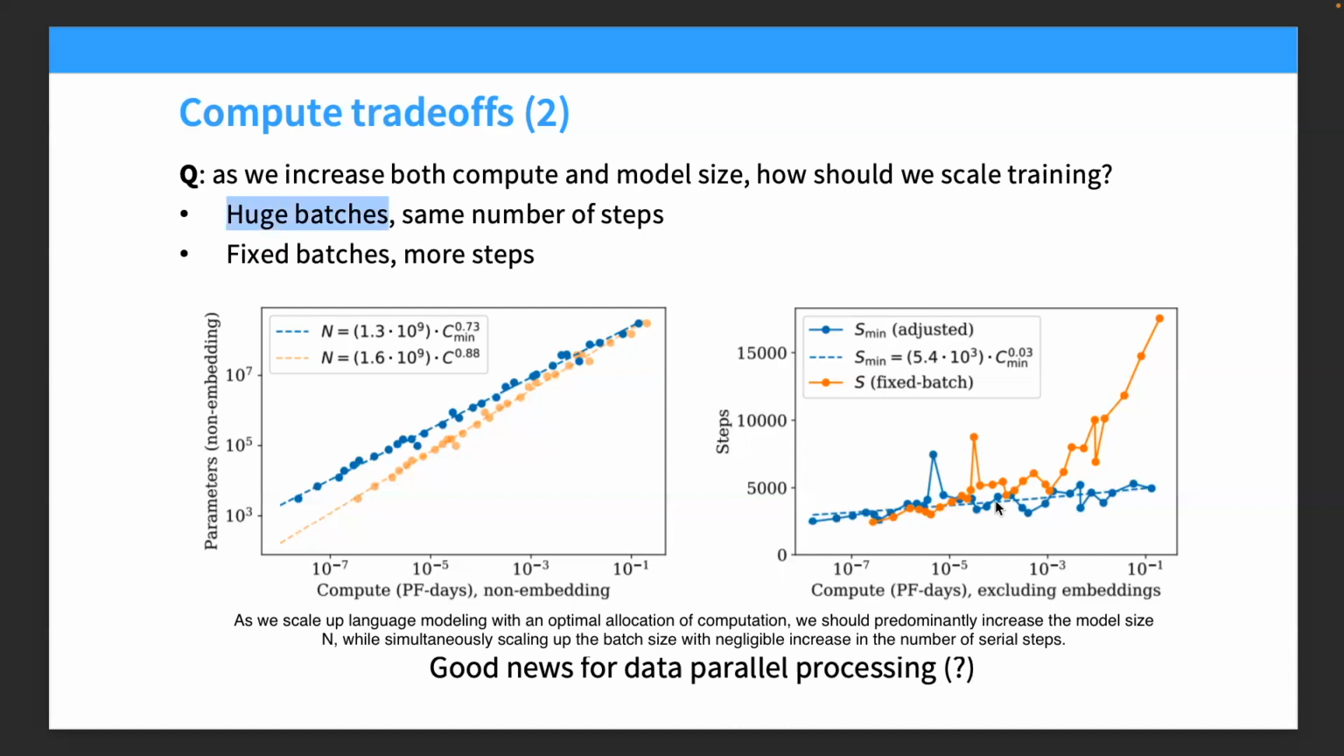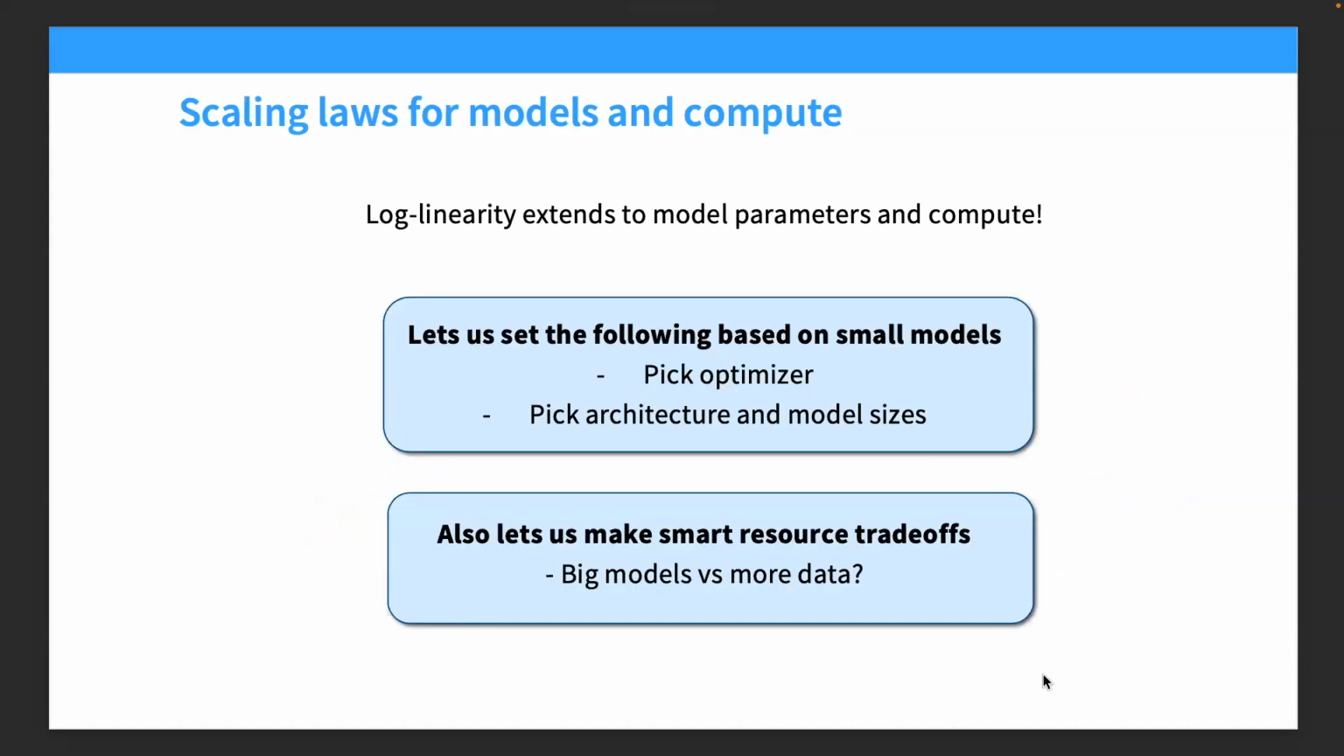you can just choose to run pretty much the same steps in the training process, but train the models on huge batches if you have more computing power. And they say that maybe it's good news for data parallel processing, because the larger the batch, the more parallel you can run in your training jobs. So the recap for the scaling laws of models and compute: the log linear relationship still holds for the model size and the compute.